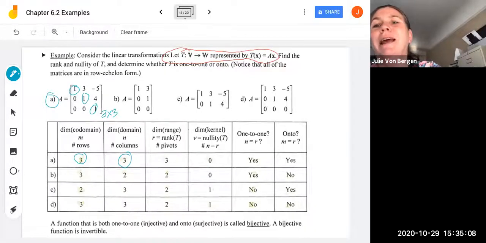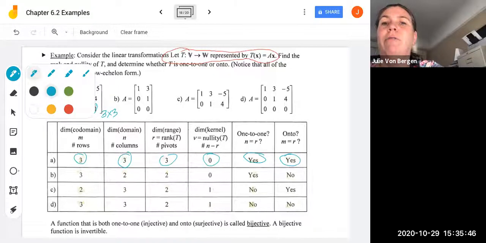And so that must mean then, well, rank is 3 and the dimension of the domain is 3. So 3 minus 3 is 0. So that means the dimension of the kernel is 0. So that means it's 1-to-1, because our dimension of the domain equals our rank. And then it's onto if the dimension of the codomain, the rows, equals the rank also. So since both of those are true, this is yes. So notice also this first matrix is a square matrix, and it had that nice reduced row echelon form.